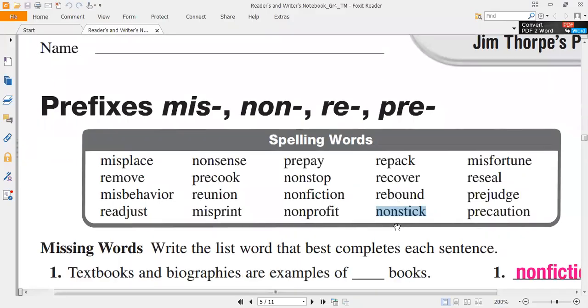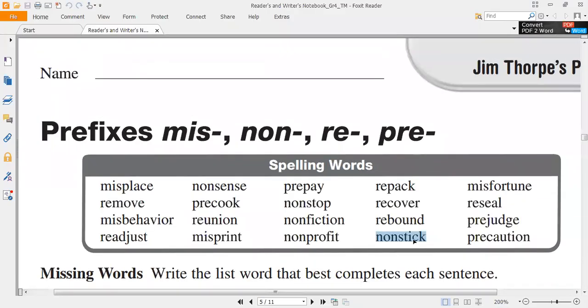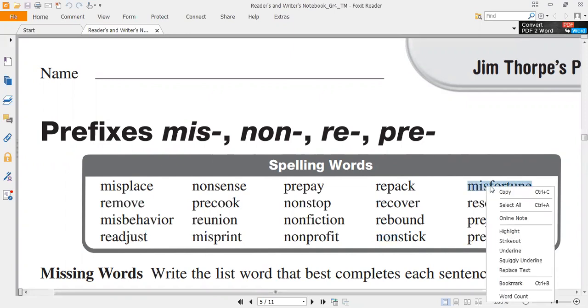The next one, yes, this was the last one in the fourth column. So let's take them one by one again. Repack, recover, rebound, non-stick. The prefix in the first one is re, in here we have re, and here re, and the last one we have none. Let's go to the last column.